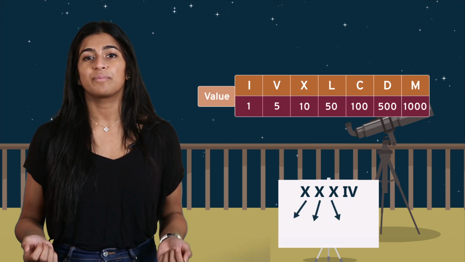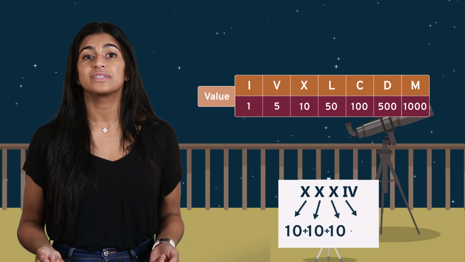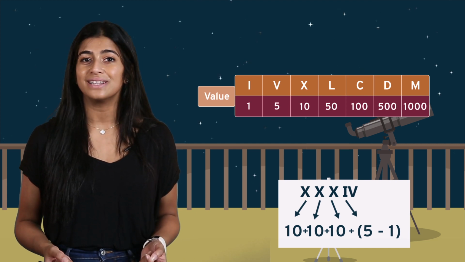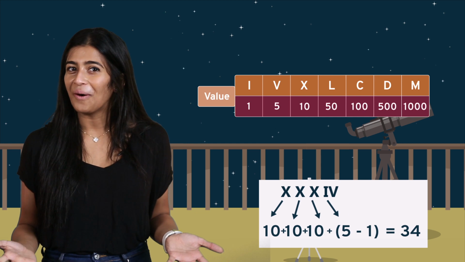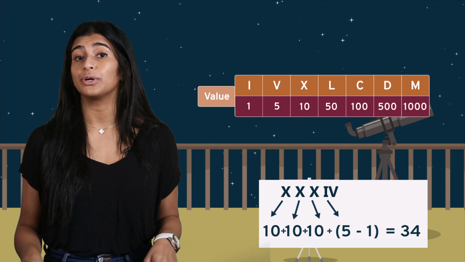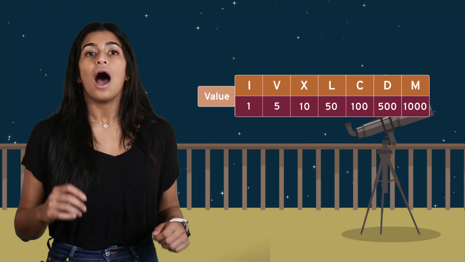Here, X represents 10 and IV represents subtraction of 1 from 5. Adding the values of the symbols, we get 34. So now, let's try writing a Hindu-Arabic numeral in Roman form.